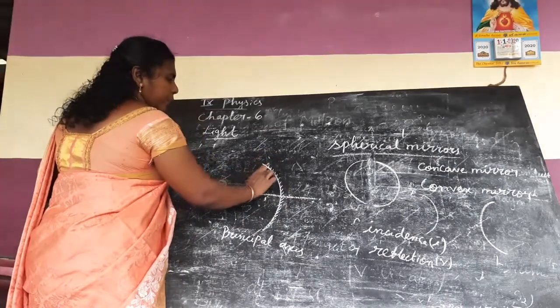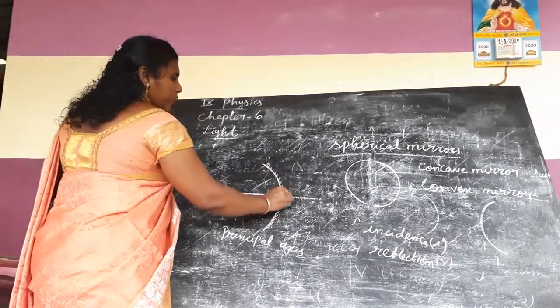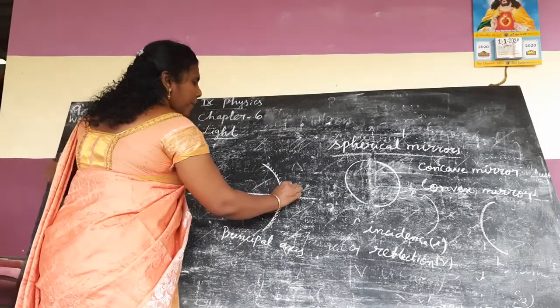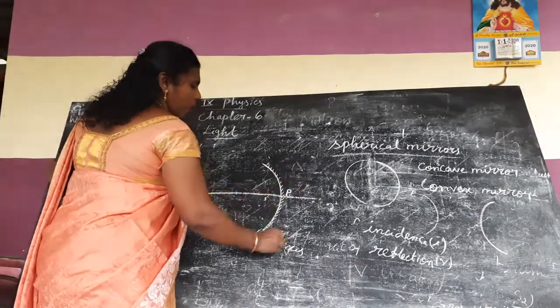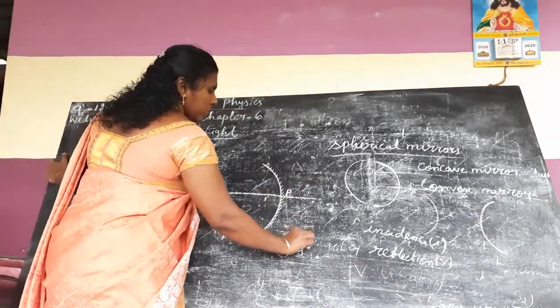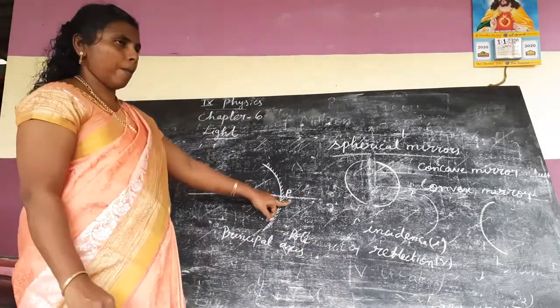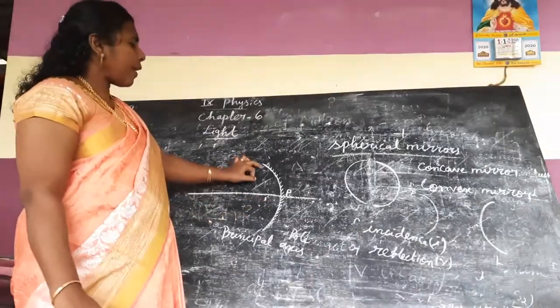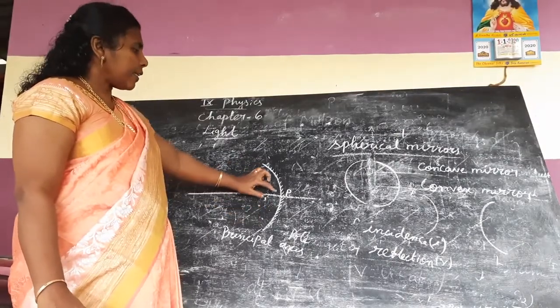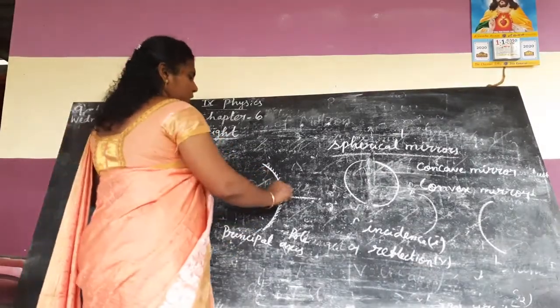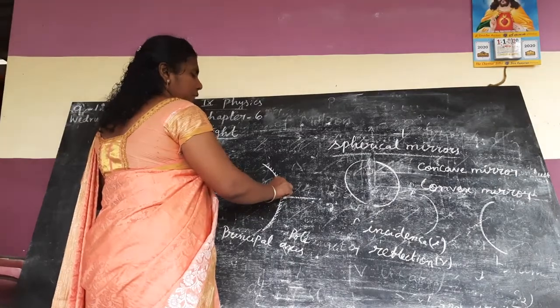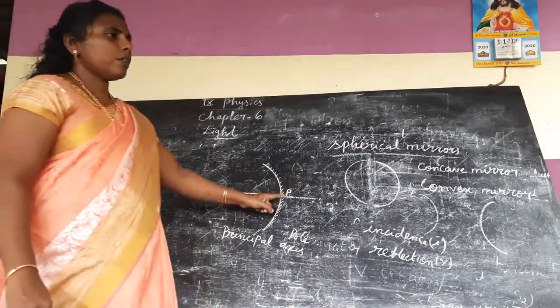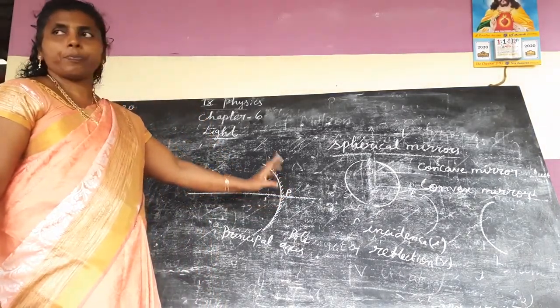Now at the middle of the aperture, this is only aperture, the reflecting surface only. So this middle point P is the pole. P means what? Pole. First draw a principal axis, then draw a concave mirror. Then the point where this line meets the mirror is called pole. That is denoted by the letter P.